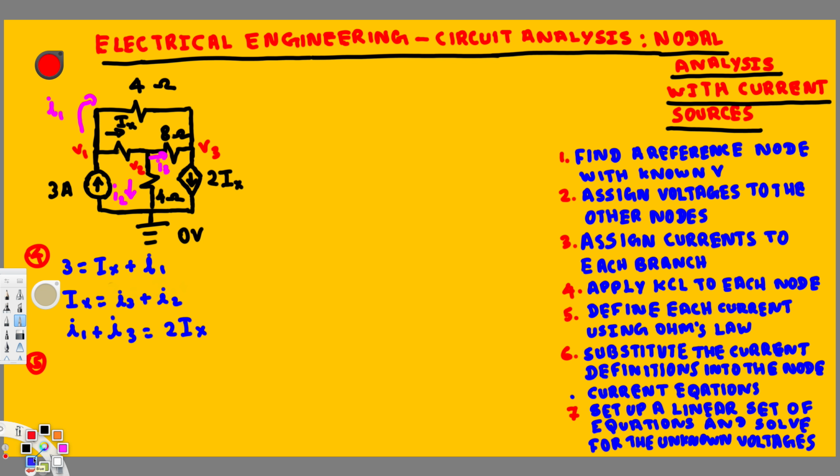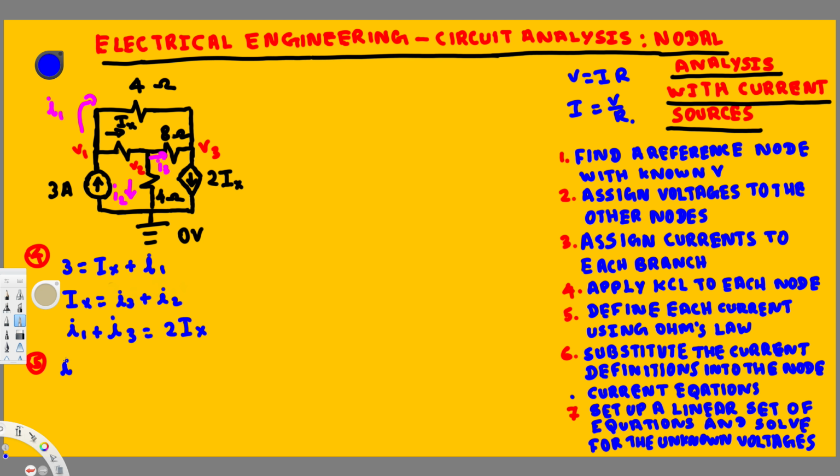Fifth part, what we have to do is define each current using Ohm's law. And if you remember, Ohm's law is V is equal to IR, right? And if you want to define current, you have to rearrange this equation. I is going to be equivalent to V over R. So here that's what we are going to do. We are going to use this one for each current we put. So first let's start with I1.